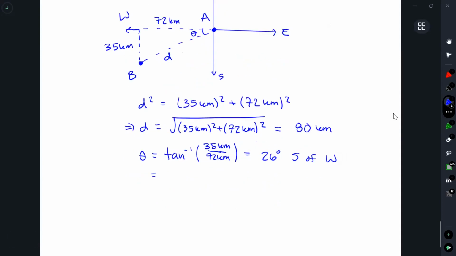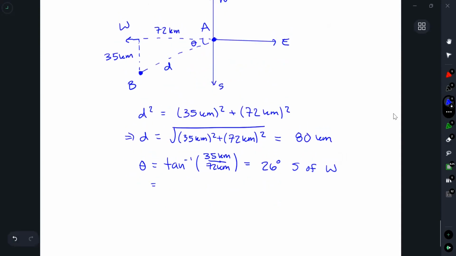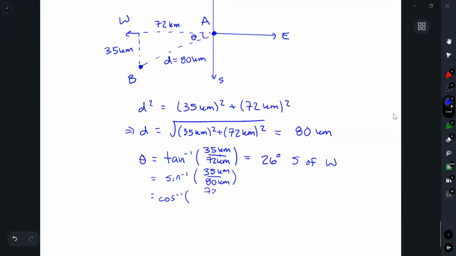I could also find it with my other two since I know my third side now. I know it's 80 kilometers. I could do inverse sine of opposite over hypotenuse. So 35 over 80. I could have also done inverse cosine of adjacent over hypotenuse. Those will all give me the same answer. Why would inverse tangent maybe be the best option?